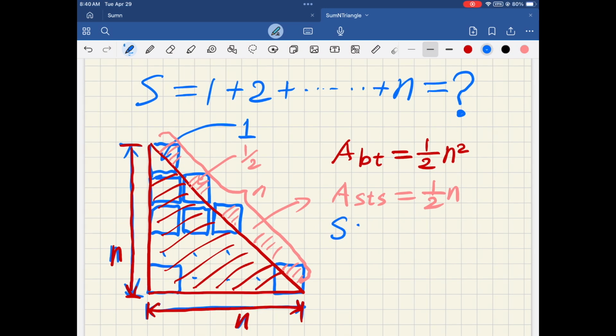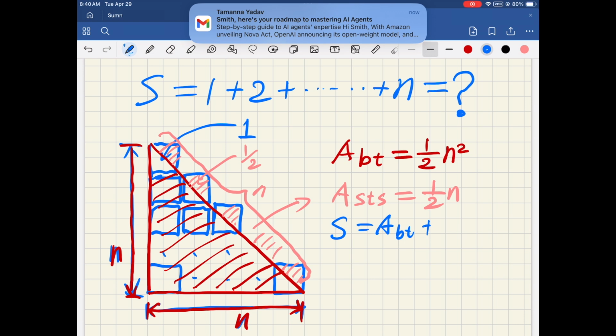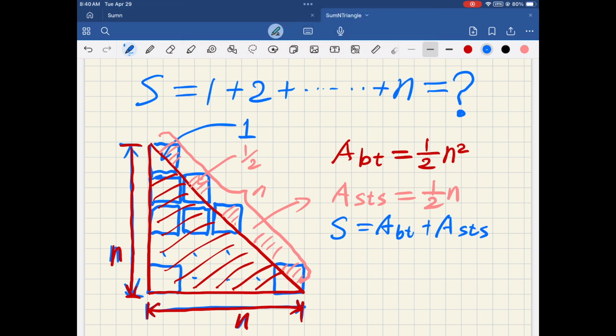Now we can find the total area of our original stack of squares. The stack's total area, Sn, is simply the area of the large red triangle, plus the total area of all those small triangles sitting above the red line. Substituting the areas we found, Sn equals 1/2 n squared, plus 1/2 n. We can make this look neater by factoring. Both terms have a 1/2 and an n in common. Let's factor out 1/2 n. That gives us Sn equals 1/2 n times n plus 1.